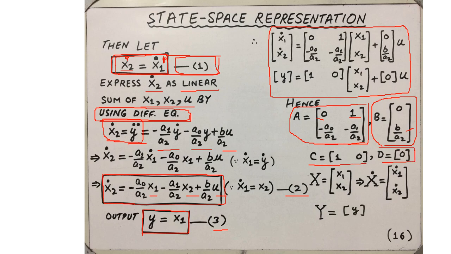D is simply 0 because the output expression contains a linear sum in which the weight of the input is 0. And as before, X simply contains the state variables in a column matrix or a vector, x1 and x2, and x dot is also a column matrix containing x1 dot and x2 dot. Capital Y is just a 1 by 1 matrix containing the output variable y. So this is a complete state space description of the example that we have just seen.